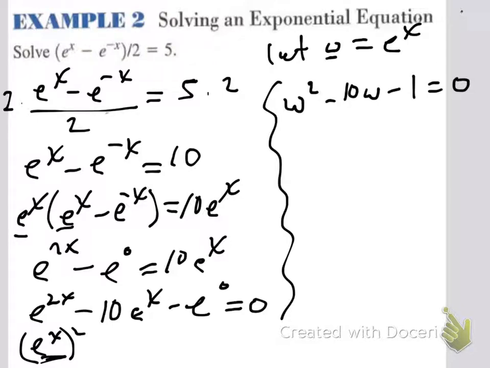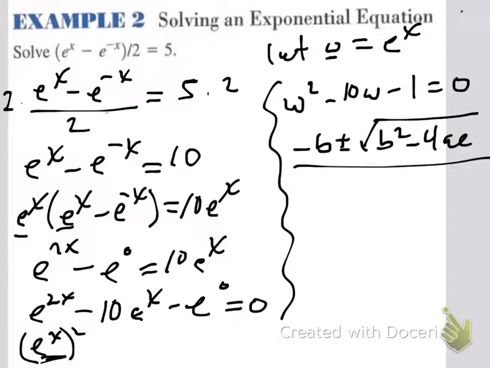And in order to do this, you can't factor this. You're going to have to use the quadratic formula, which is negative b plus or minus the square root of b squared minus 4ac all over 2a. Alright, so go ahead and plug in 1 for a, negative 10 for b, and negative 1 for c, and solve for w. As you're doing it, press pause, and when you're done, hit resume and check your answer.